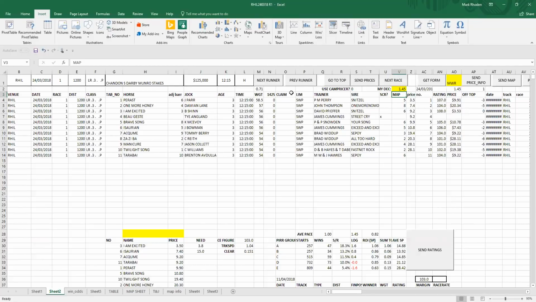But as it was for this race, I left it where it was, and we came out with I'm Excited at 350, well clear of Azorian at 740, and then a gap to the others.